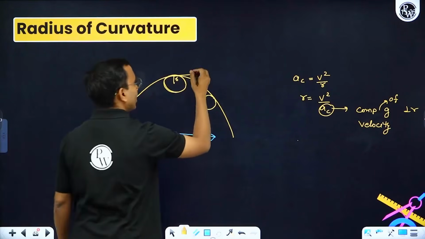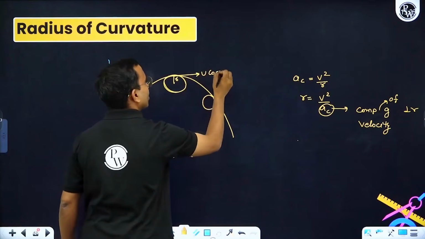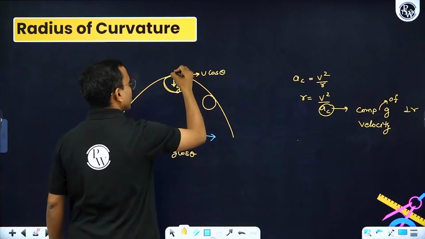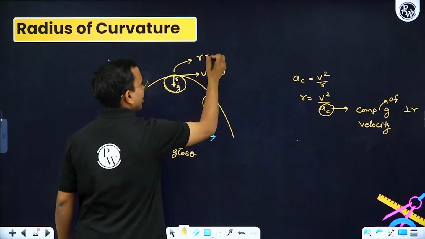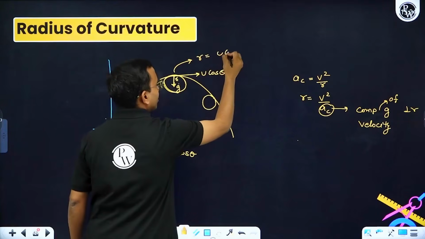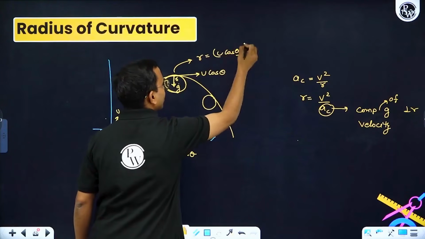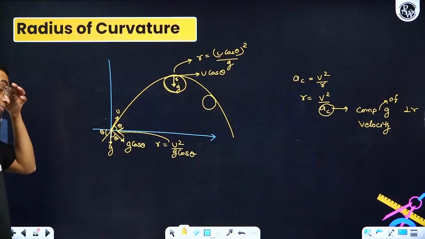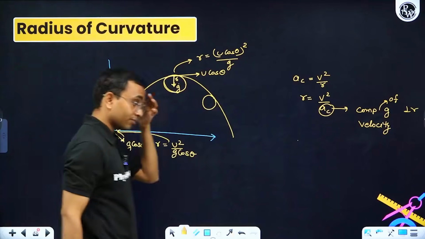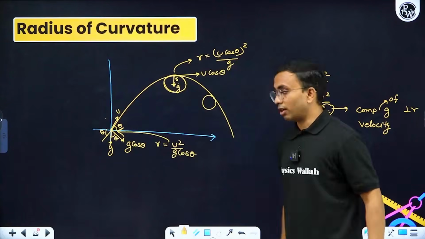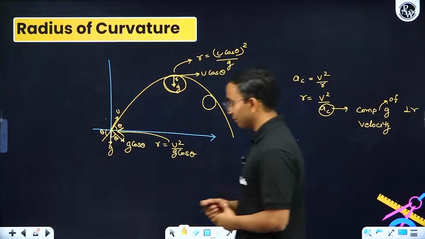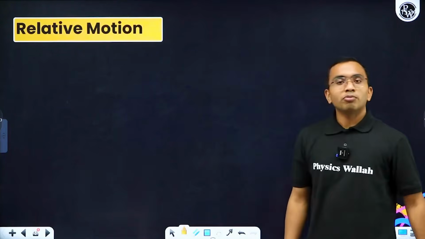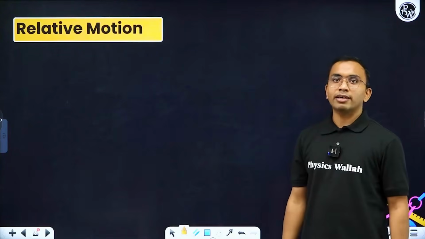Similarly, here if you have to find, this is u cos theta, this is g. Here the acceleration is g only in this direction. So for this particular case, if I write, it is (u cos theta) squared by g. Although it is not much asked, I just wrote it so that you have a better understanding of the concepts. Now we are moving to the next topic, that is relative motion.